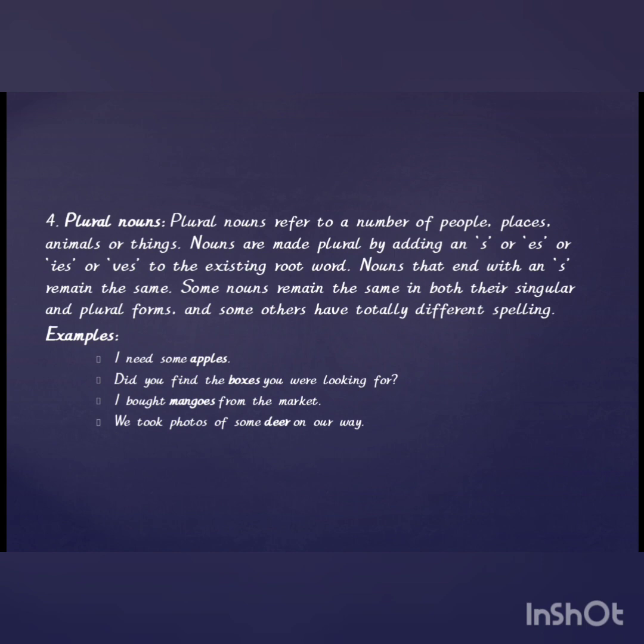Nouns are made plural just by adding an s, or es, or ies, or ves to the existing root word. Imagine the root word is book, B-O-O-K. In order to make it plural, I'm just going to add an s to its root word. Here book is the root word, and I just add an s and make it plural. So that's how plural nouns are framed. In certain cases it is the addition of s. In certain cases it is the addition of es, or ies, or ves to the existing root word.